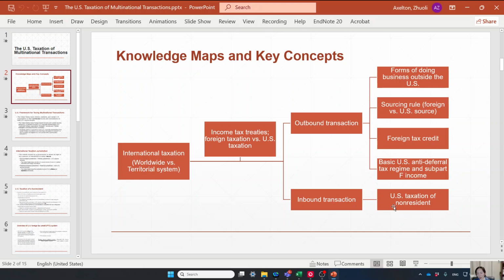So at the individual level, U.S. taxation of a non-resident goes on a separate stream of taxation rules. But again, for our purposes in this chapter, because we're focusing on business entity taxation, we're going to try to figure out how the foreign tax credit mitigates this double taxation issue and how this credit is calculated. That will be the key for this chapter.